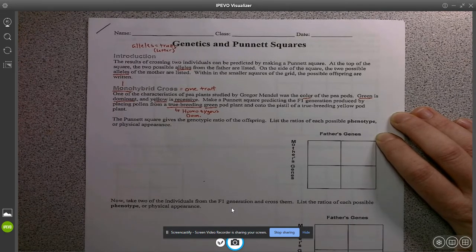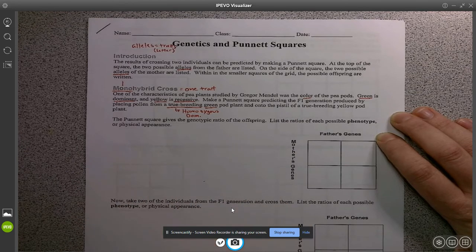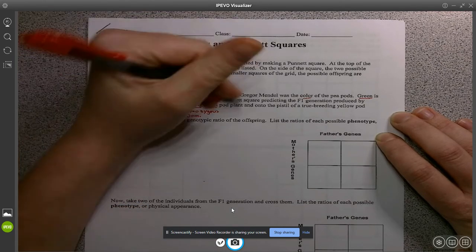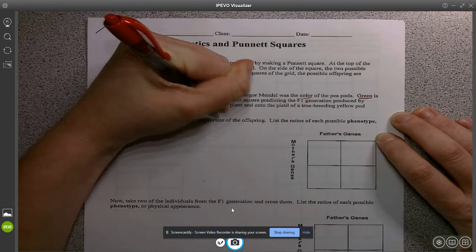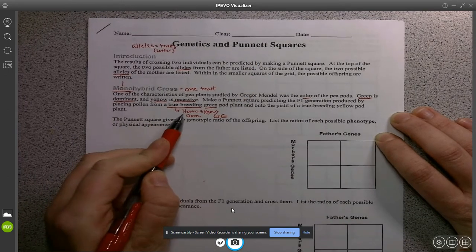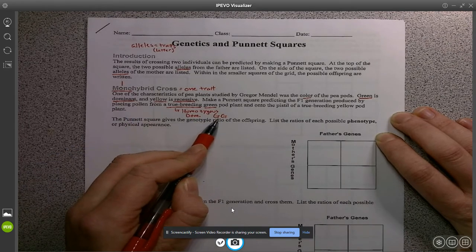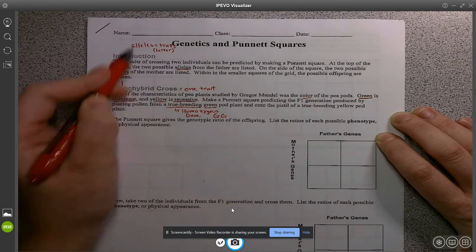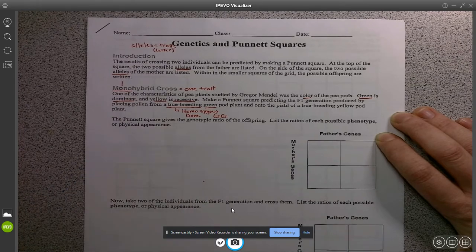And now I get to pick what letters I want to use because it doesn't tell me what letters I have to use. I'm going to pick letters that look different in the uppercase versus lowercase form. That is a pet peeve of mine. And because we're dealing with the word green, I'm going to pick G's, and they are dominant. So big G, because it is a true breeding green plant, which means it's homozygous dominant, because green is our dominant color. And so I'm going to use 2 capital letters, 2 dominant alleles, 2 dominant traits, big G, big G.